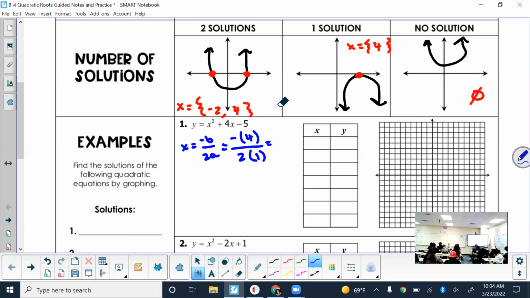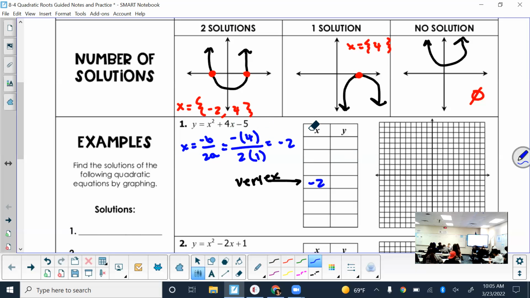And you can use Desmos to simplify that. You can do it by hand. This one's not that bad. What's negative 4 divided by 2? Negative 2. So put that into the x of your vertex, right? Because the axis of symmetry, x equals negative 2, tells you the x of your vertex.